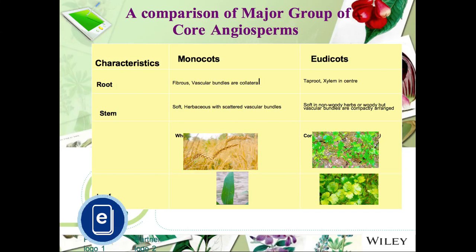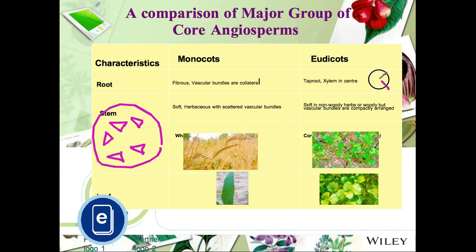Now, there exist a lot of differences in the arrangement of vascular bundles of monocots and eudicots as well. If you look at the internal structure or the cross section of a monocot stem, you will find it very hard to differentiate the cortex, the vascular and the pith region, because actually there is no differentiation, because these vascular bundles are scattered throughout the stem. However, in the case of eudicots, if you see the internal structure of the stem, you will find that there is a definite cortex, vascular and pith region.